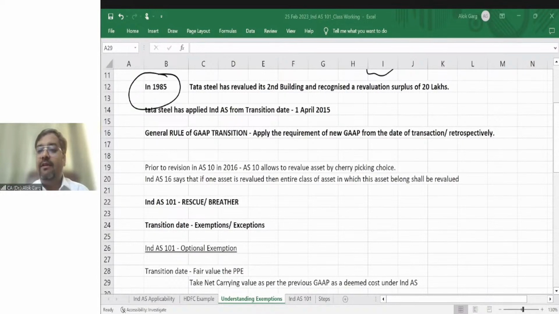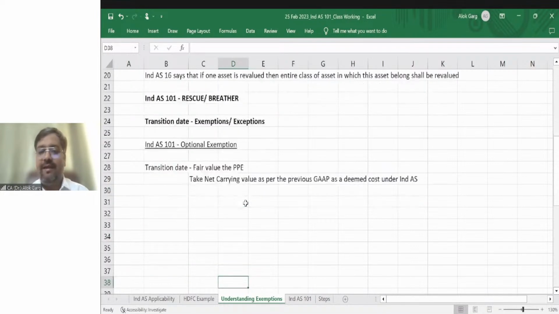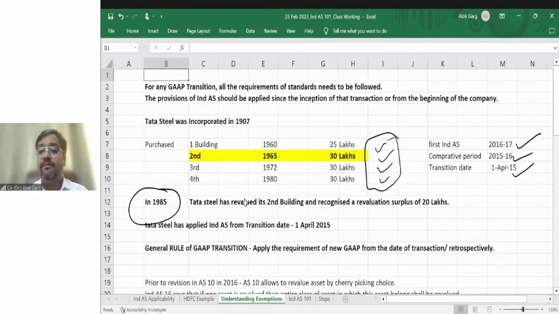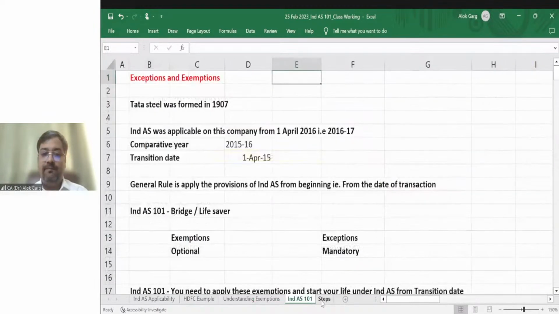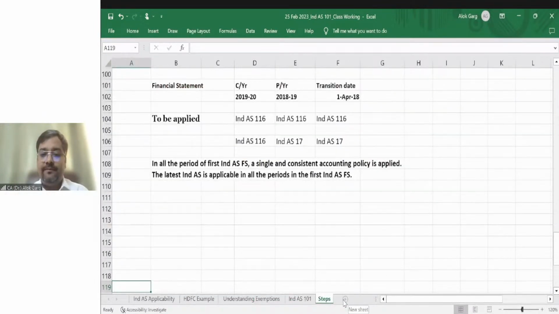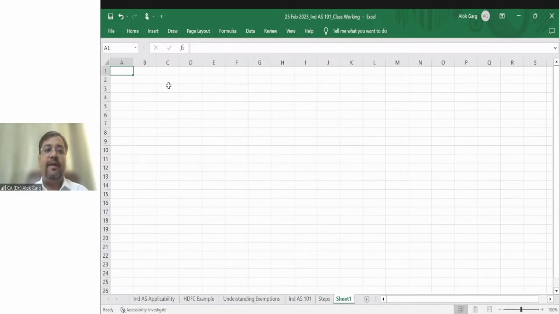So Koshiki, they have revalued on the date of transition. They have done the fair valuation on the date of transition, right? Okay. Now let's discuss. We have discussed why Ind AS 101 is important, because Ind AS 101 has given you some relaxation, some exemptions, some exceptions. So before moving further, let's discuss a small case study, right?